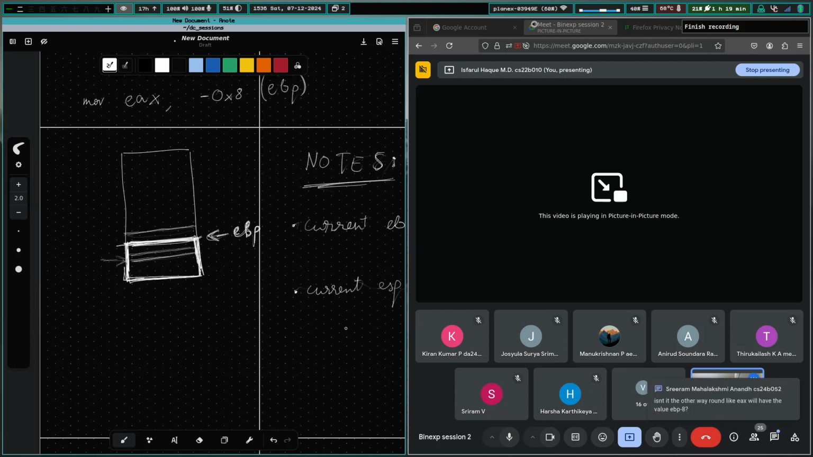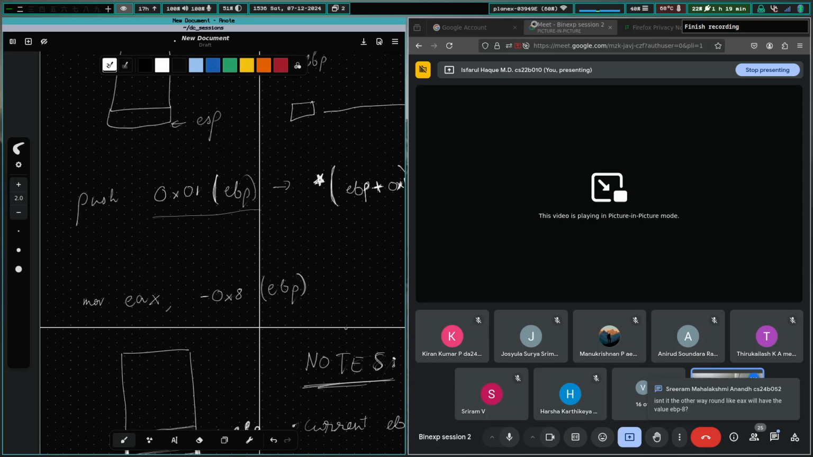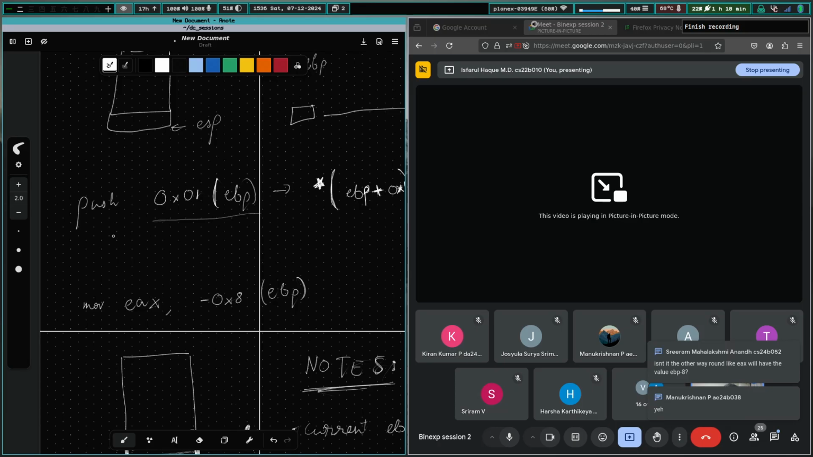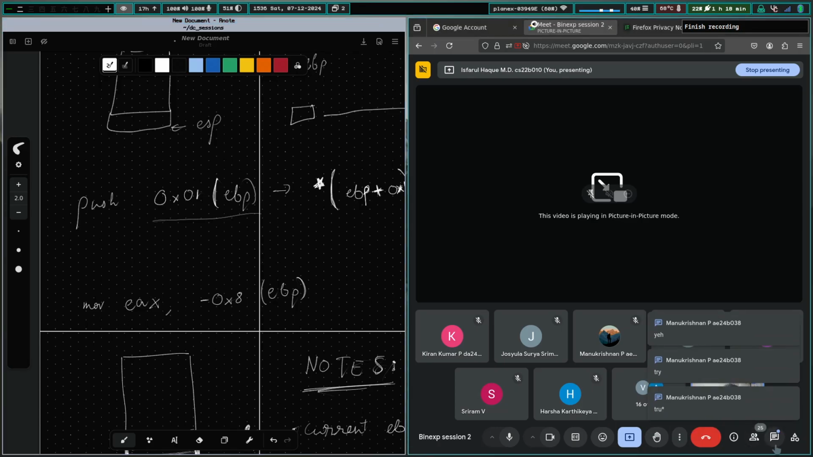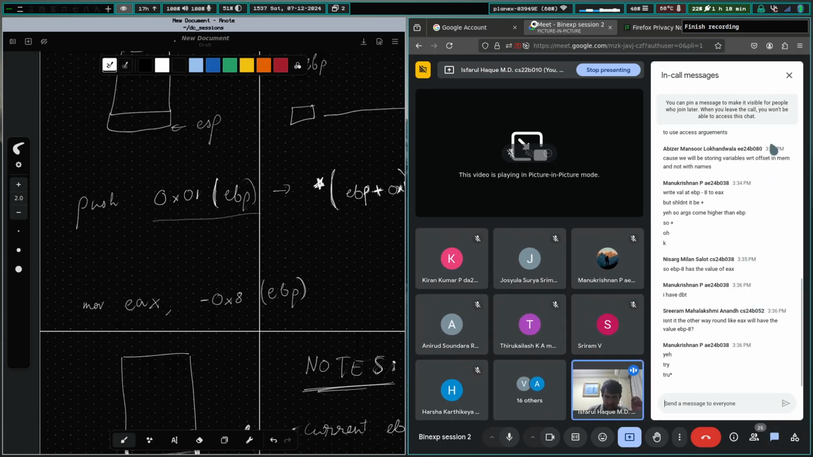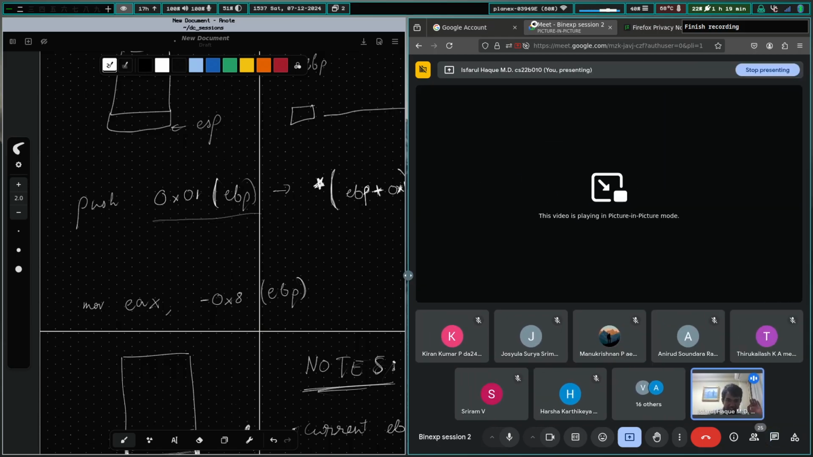And isn't it the other way around? Like EAX will have the no. I don't know what syntax you're seeing, but no. Okay, you might be getting confused in the syntax. This is GNU. This is AT&T syntax.